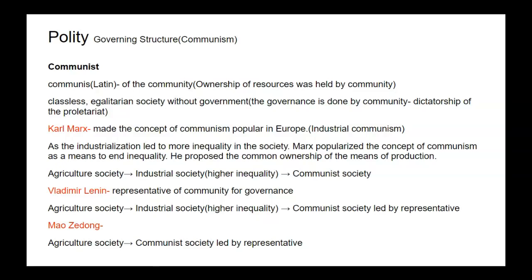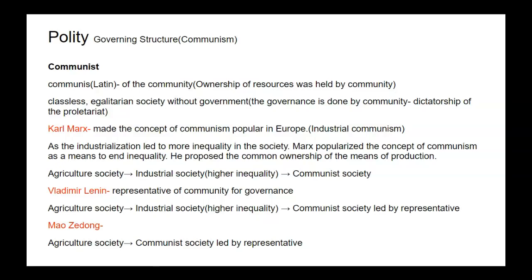So Karl Marx gave the concept that agricultural society developed into industrial society, and in industrial society there was higher inequality among people. Because of this inequality, a new society will emerge, a communist society where everyone has equal ownership of resources. Then there was another person named Vladimir Lenin.